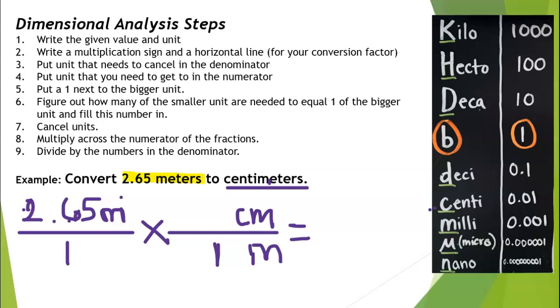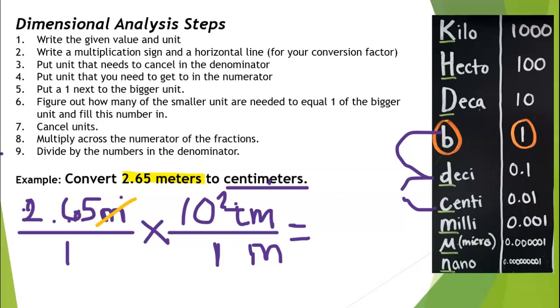Figure out how many of the smaller unit are needed to equal 1 of the bigger unit, and fill this number in. So I know that it's going to be 10 raised to some power of centimeters is equal to 1 meter. To figure out that exponent, I just need to count the steps between meter and centimeter, and I count that it's 1, 2 steps. So 10 to the second centimeters is equal to 1 meter. Alright, now I just need to cancel my units, multiply across the top, and divide by the number in the denominator. So this is pretty simple here.